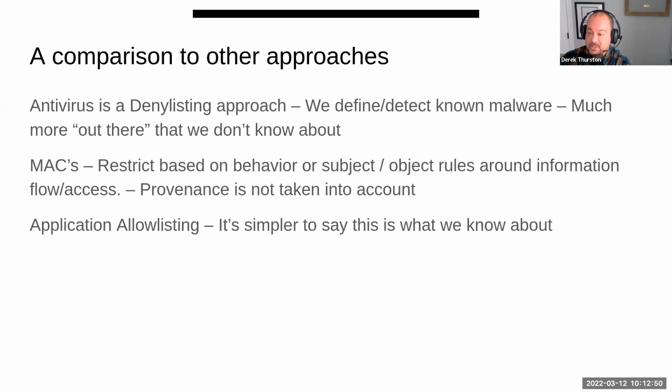So mandatory access controls are MACs. That's what SE Linux does. That provides a subject object rule around who you are, what you can do, and what it has access to. But with that, again, you can have an SE Linux rule created for a program that's still, you don't know where it came from. So provenance is not taken into account with that.